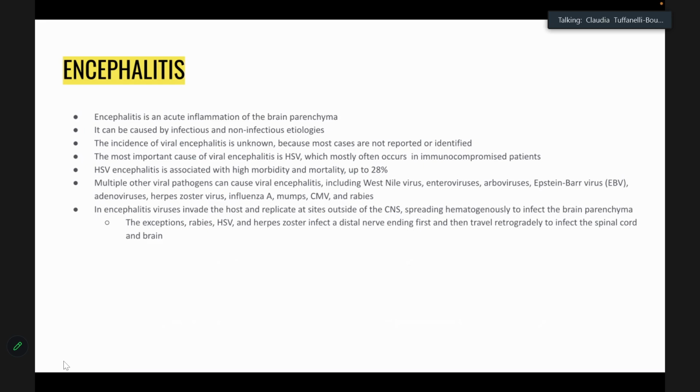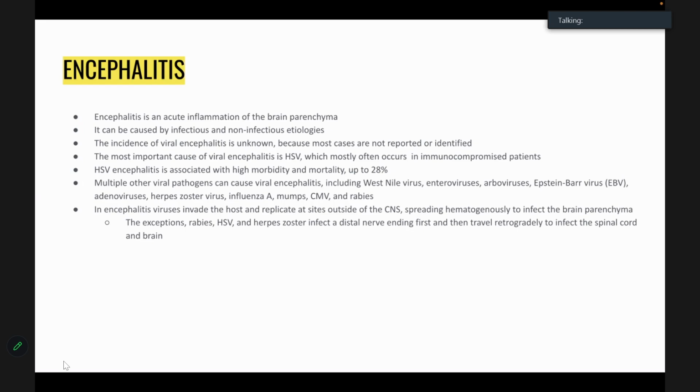This is just an inflammation of the brain parenchyma as opposed to the meninges. It's usually caused by infections, but again, just like meningitis, can be caused by some of those same non-infectious etiologies. So malignancy, medications, or autoimmune diseases. Viral encephalitis is far more common. We don't usually diagnose bacterial encephalitis. So this really focuses on the viral encephalitis.